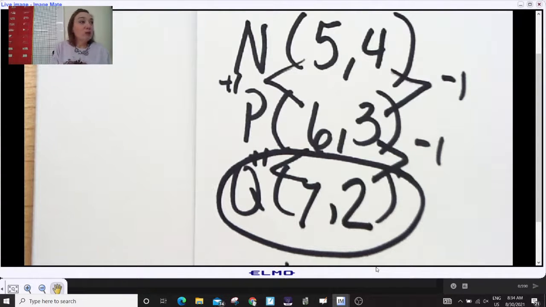You know what the hardest part is? Is paying attention to whether they ask you for midpoint or endpoint. Are they giving you 2 endpoints, or are they giving you an endpoint and a midpoint, and they want you to find the other endpoint? That's the hardest part. The actual math part itself is real simple, right? Let's do another one.